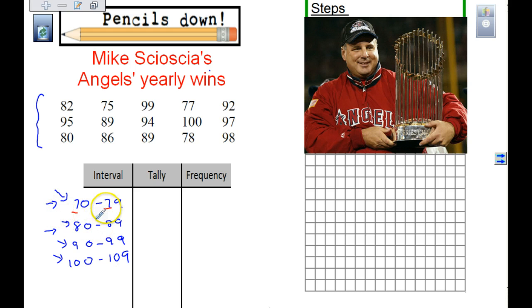So how many numbers are in the 70s of this? And you can just go through and count them off. 1, 2, 3. Okay? And I could do this 1, 2, 3, or just count them as I go along. Do the same thing for how many in the 80s? There we go. 1, 2, 3, 4, 5.